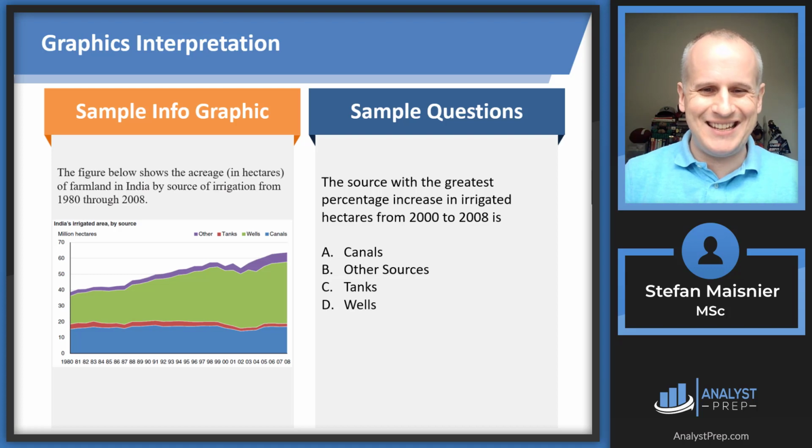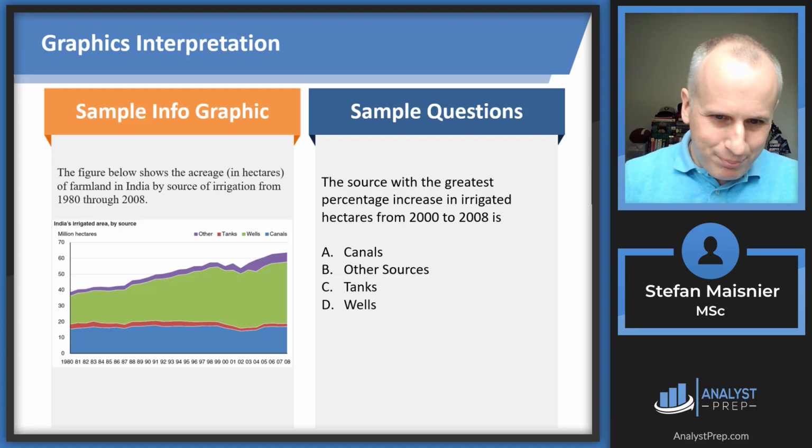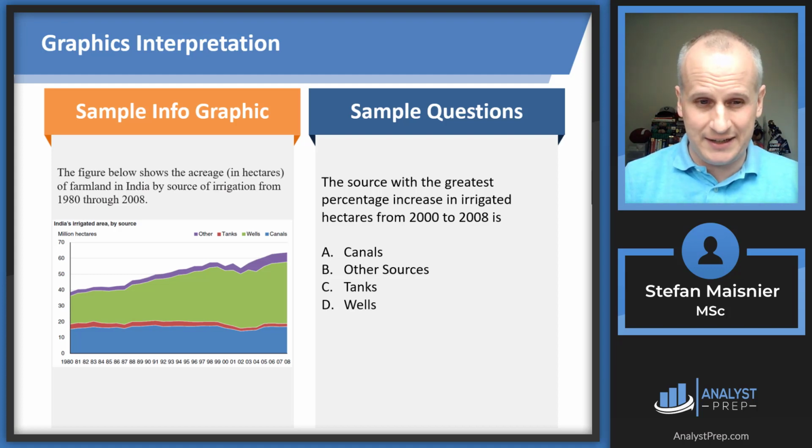So we can see that in the purple at 2000, it's pretty small. It's actually gone down a little bit, and then it almost doubles in size. So that might be our correct answer. The green doesn't change a whole heck of a lot from 2000 to 2008. So even though it's the biggest proportion of the figure, the wells are not going to be the right answer here because they just don't have a great percentage increase. The tanks actually look like they decrease, and the wells look like they go pretty static.